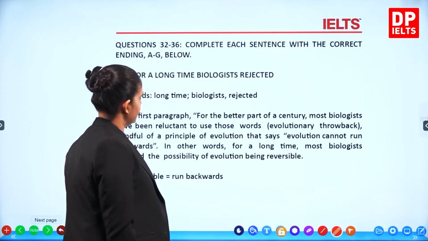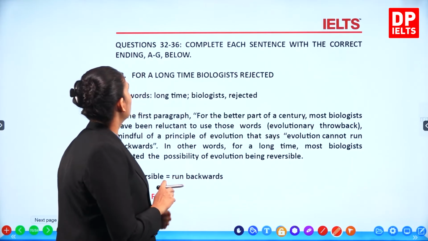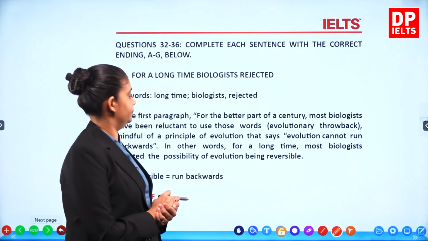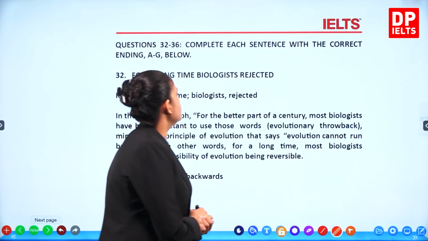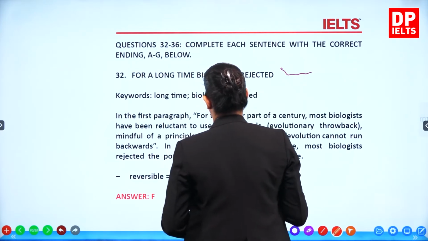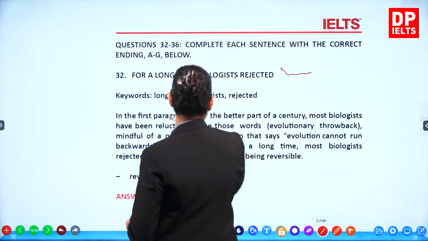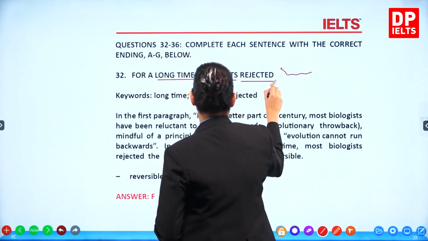32 to 36. Complete each sentence with the correct ending. For a long time, biologists rejected... We must complete the ending. So what are the key words? Long time, biologists rejected.